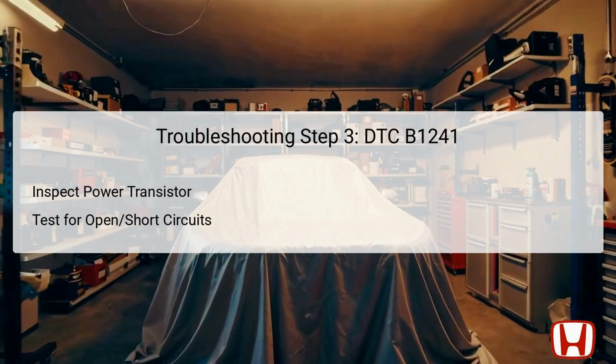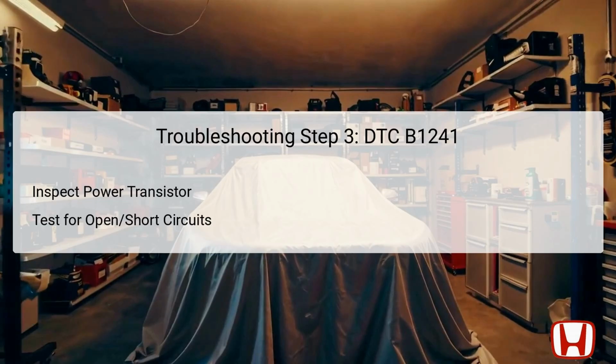Following the blower motor relay inspection, focus attention on the power transistor. Begin by disconnecting both the blower motor connector and the power transistor connector, allowing for direct access to the terminals.